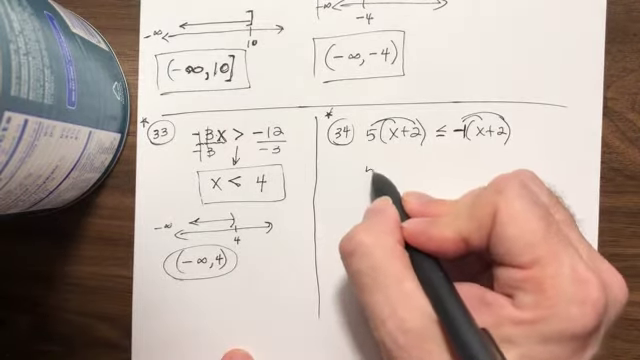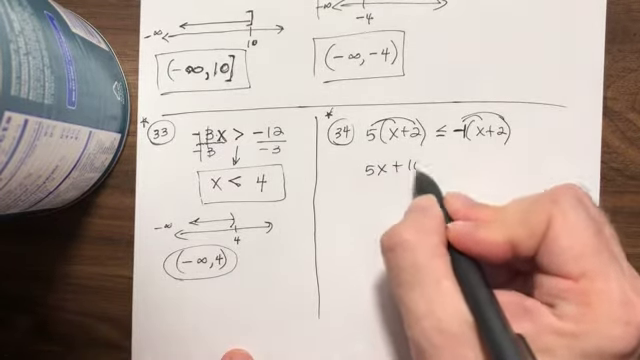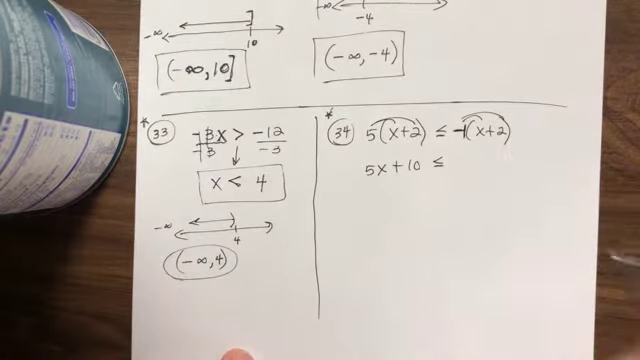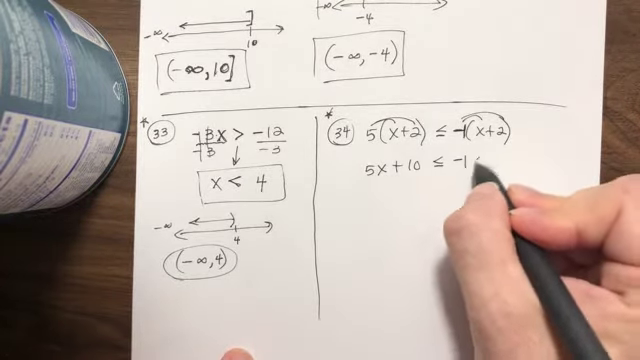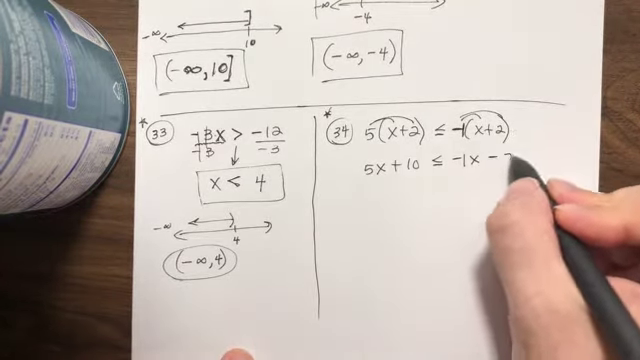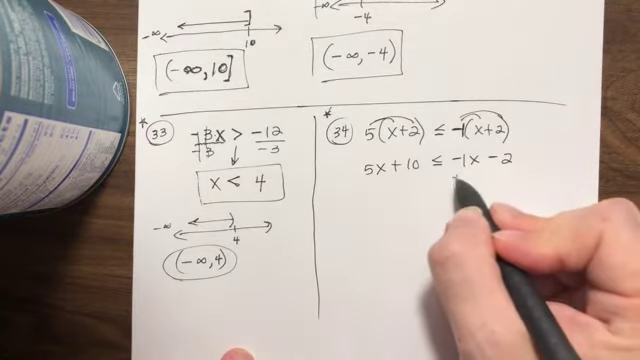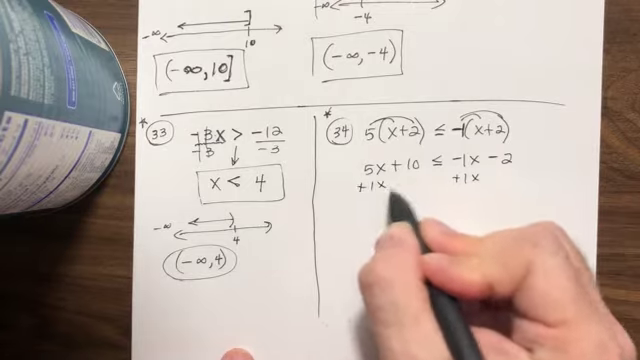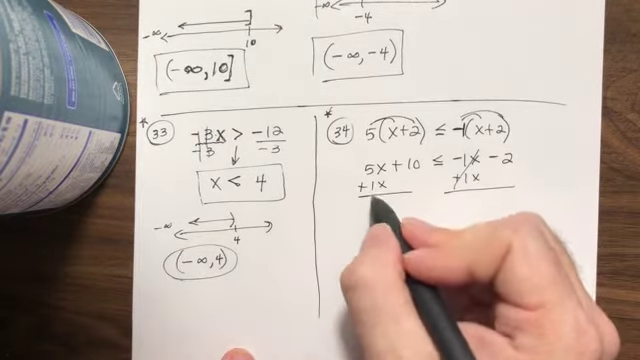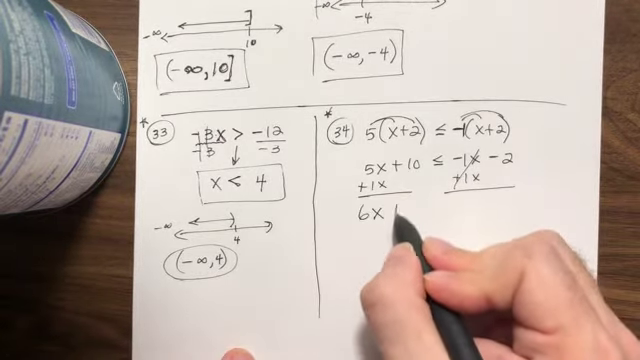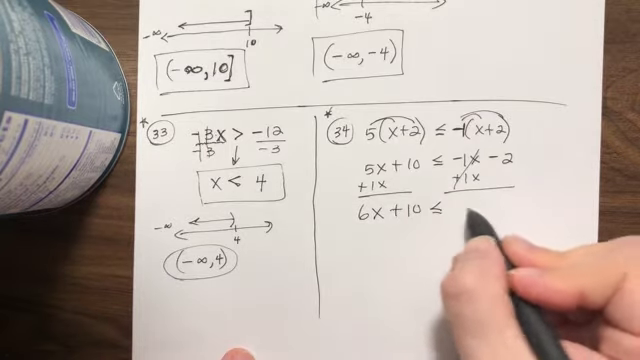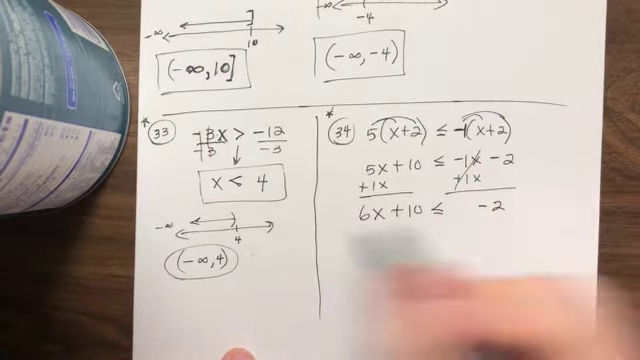So 5 times x is 5x. 5 times 2 is 10. That stays the same. Negative 1 times x is negative 1x. And the negative 1 times 2 is negative 2, right? And now we want x's on one side, so we're going to add 1x to both sides. I want my x on the left, by the way, no matter what, with inequalities. Everything else is exactly the same thing.